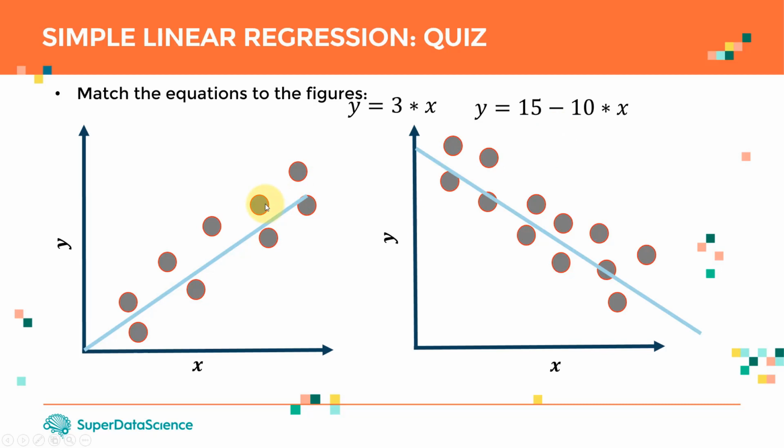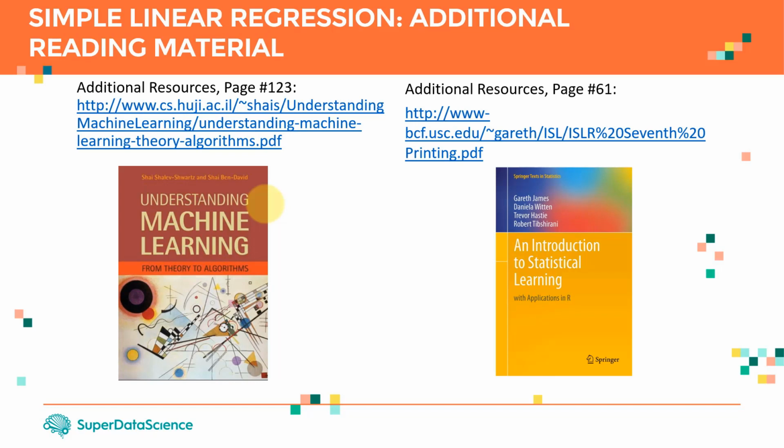All right, okay. I hope you were able to figure out the quiz. For those of you who are interested to read more or want additional reading material, these are two great books I highly recommend. The first book is called Understanding Machine Learning, on page 123. Again, all these books are free to download, so please go ahead and download them for free. And we have another book, An Introduction to Statistical Learning, and here it is page 61. Please go ahead, check them out, and you will find a ton of information.